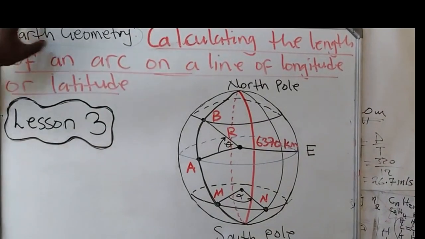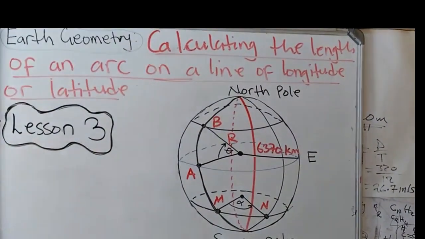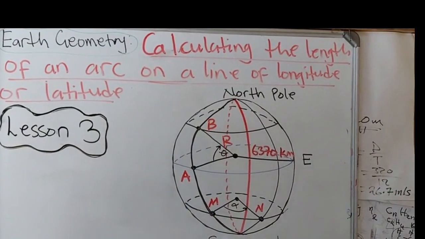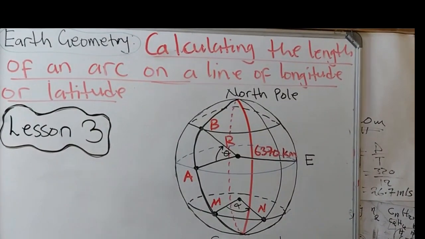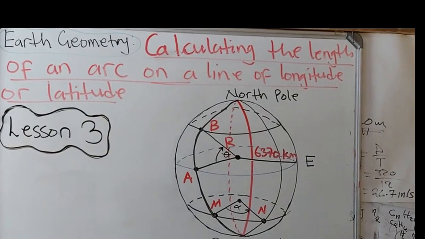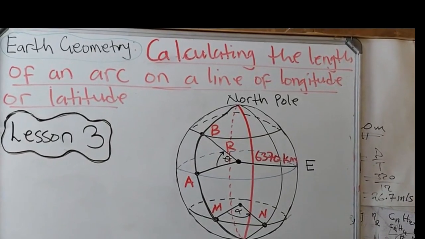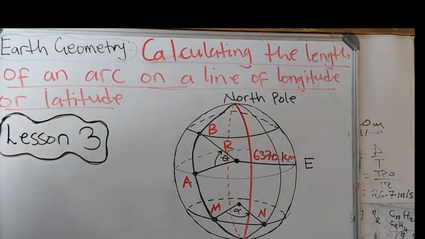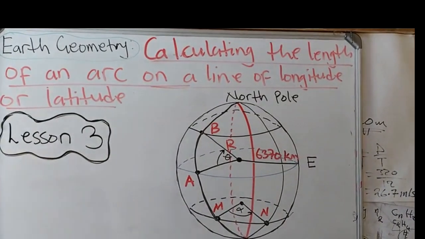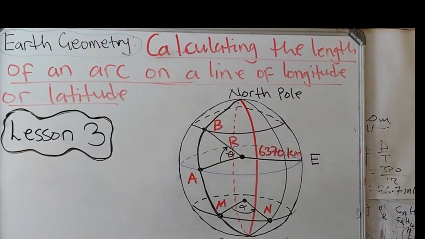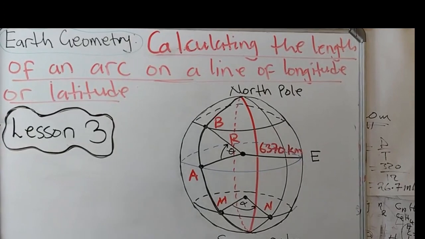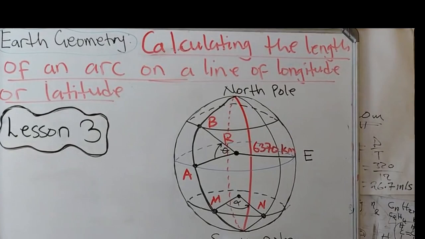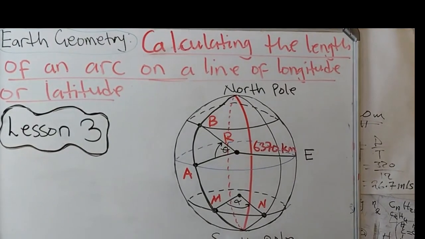This is our topic, Earth geometry. Now we are on lesson 3, meaning we have done lesson 1 and lesson 2. Under lesson 3, we are looking at how to calculate the length of an arc on a line of longitude and a line of latitude. Meaning we are looking at how we can find the distance along the line of longitude, which is the great circle, and along the line of latitude, which is the small circle.